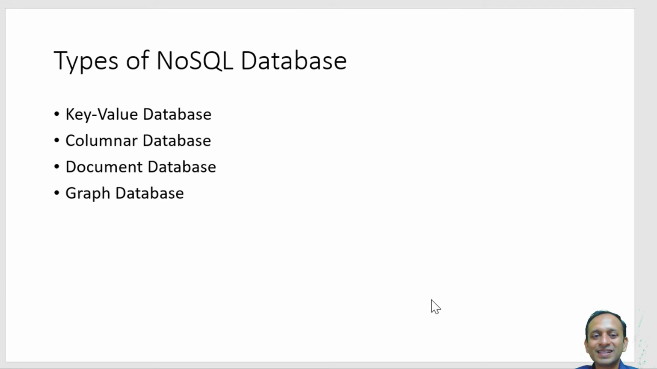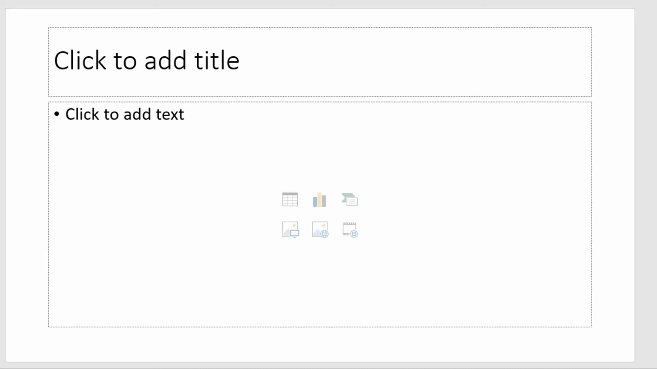Hi, let us understand different types of NoSQL databases. NoSQL databases can be broadly categorized into four different types: key value database, columnar database, document database, and graph database. Let us see these databases in detail. First, let us start with key value database, which is much easier to understand.